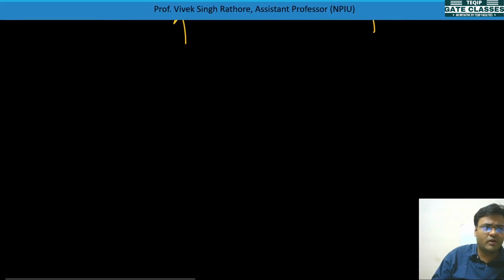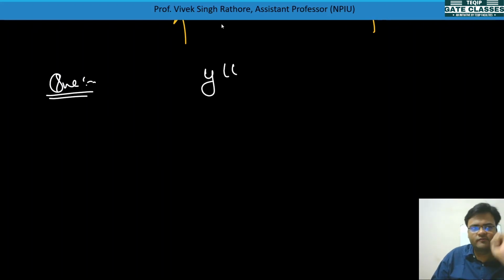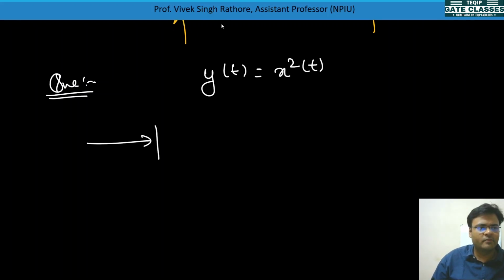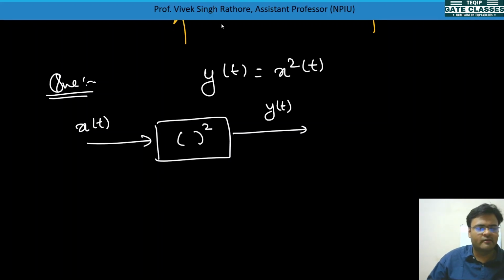But this is not true for every question. See, one more question: y(t) is equal to x square of t. Now see, input is x(t) and you are getting some output y(t). What output are you getting? This system is doing squaring, so we are getting x square of t.